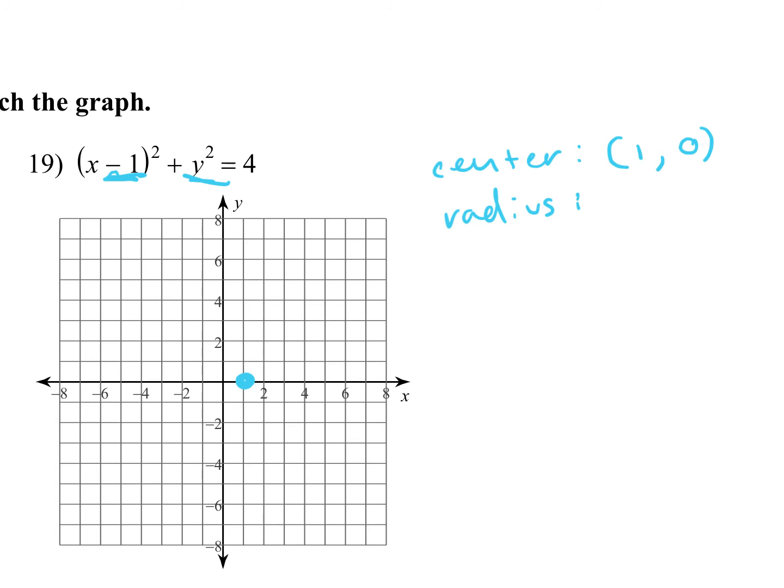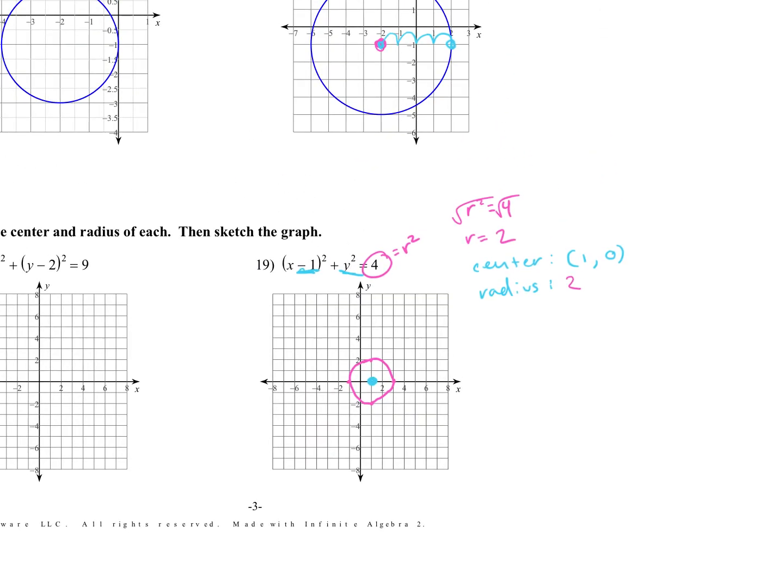Next, we need to figure out our radius. This is our radius squared. So r squared is equal to 4. We just take the square root of both sides, so our radius would be 2. So we're going to count 2 in every direction. So we go to the right 2, up 2, left 2, down 2. Once we do that, we just connect the dots with a circle. Next page.